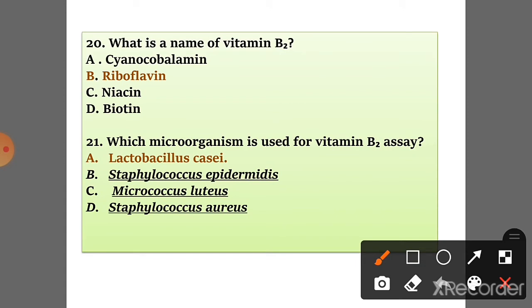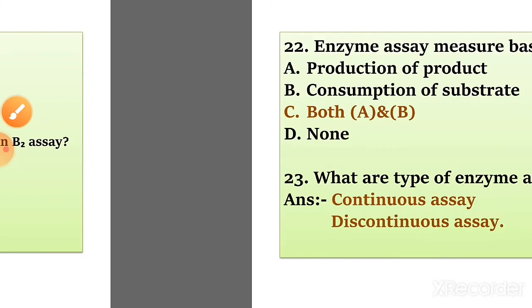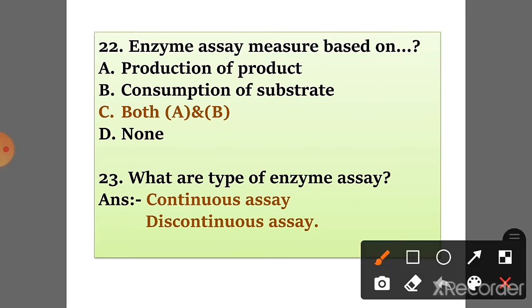Question 20. What is the name of vitamin B2? Option B, riboflavin. Question 21. Which microorganism is used for vitamin B2 assay? Option A, Lactobacillus casei. Question 22. Enzyme assay is measured based on option C, both A and B, production of product and consumption of substrate.